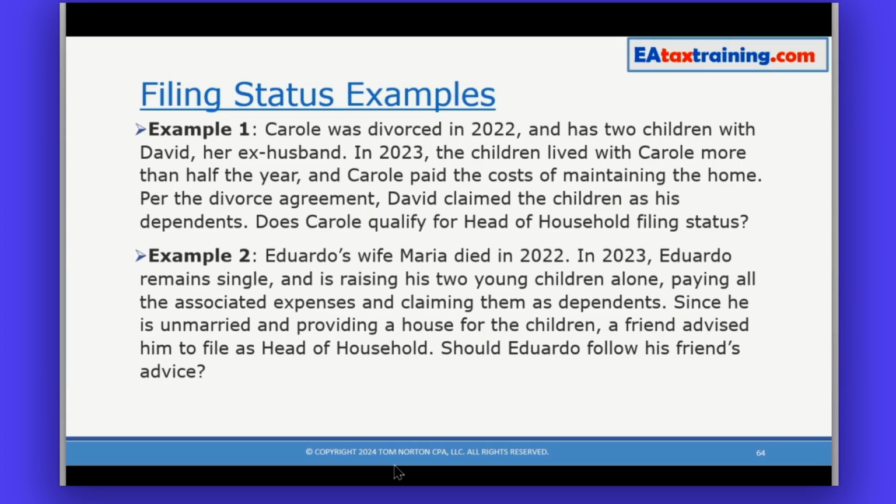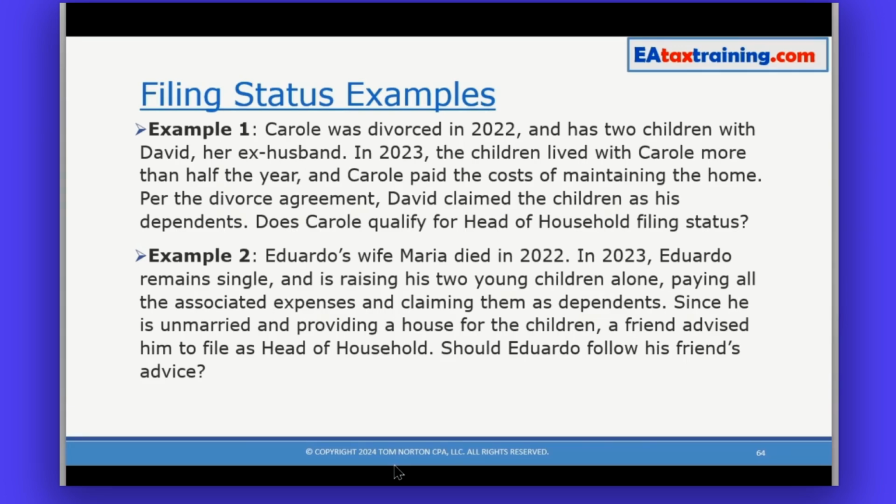What do you think? Does the fact that David can claim the children as the dependents and Carol cannot change anything for Carol from a filing status standpoint? And the answer is no. Remember, as long as they qualify as her dependents, then she can be head of household even if she doesn't actually take them as a dependent. They certainly do qualify as her dependents, so she can claim head of household status.